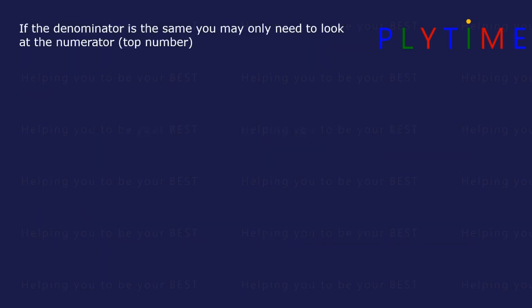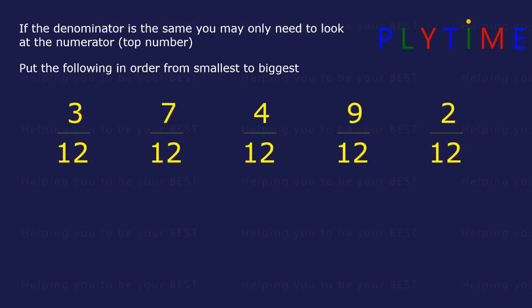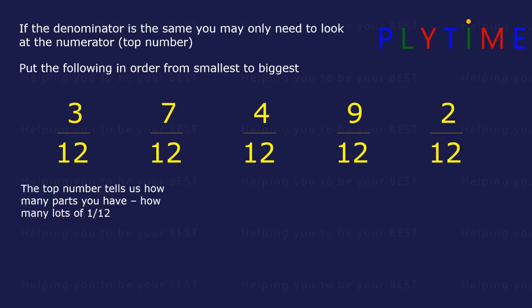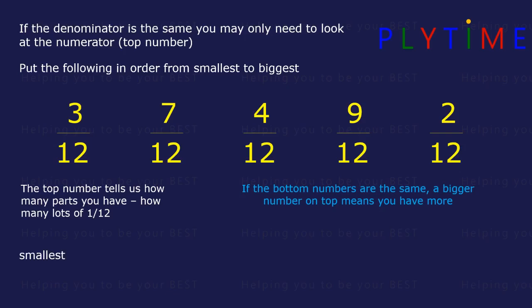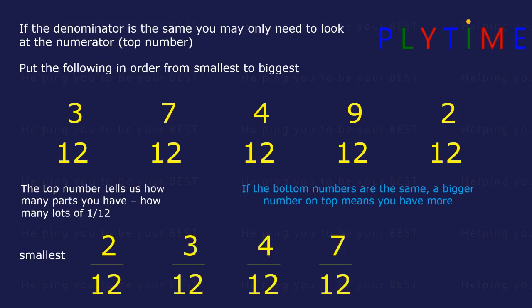If the denominator, or the bottom number, is the same, you may only need to look at the numerator, the top number. Put the following in order from smallest to biggest. They're all twelfths. The denominator's 12, and the top number tells us how many parts we have, how many lots of twelfths. If the bottom numbers are the same, the bigger number on the top, or the numerator, means we have more parts. So the smallest would be 2/12, then 3/12, then 4/12, then 7/12, and the largest would be 9/12.